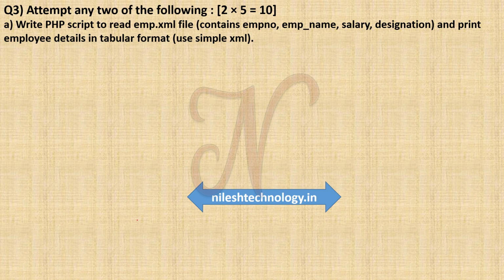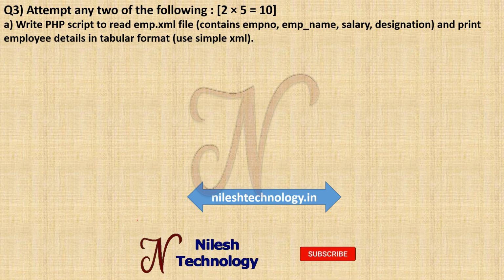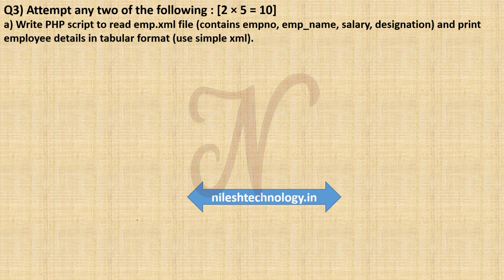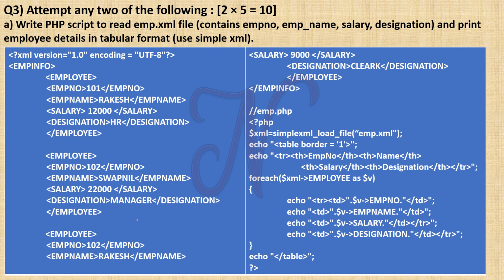My first question: write a PHP script to read the employee.xml file, which contains the employee number, employee name, salary and designation, and print the employee details in tabular format. Here use SimpleXML. See here, this is the employee.xml file. Here we print the 3 employee details.